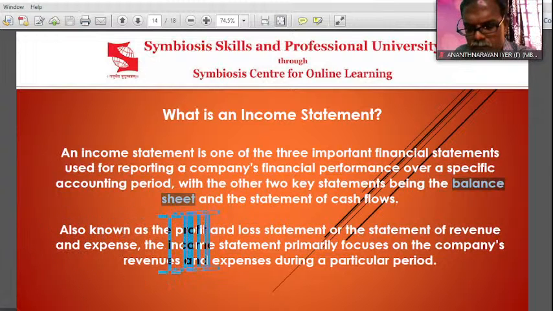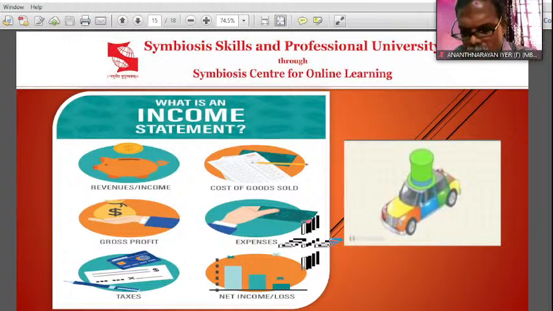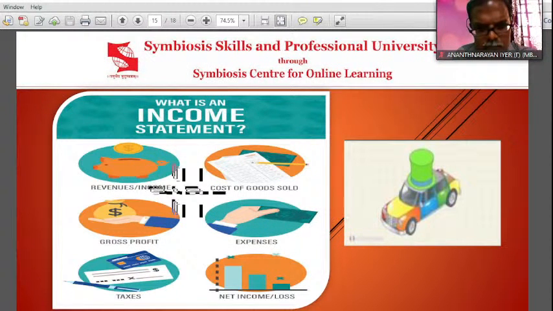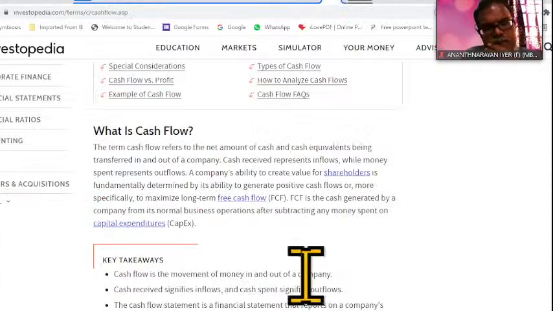So also known as profit and loss statement. Income statement is nothing but profit and loss statement, or the statement of revenue and expenditure, right? And how does it look like? See, what is income statement? It will have what? Revenue, income, gross profit, you deduct the taxes, cost of goods sold, expenses, and net income or net losses, right?